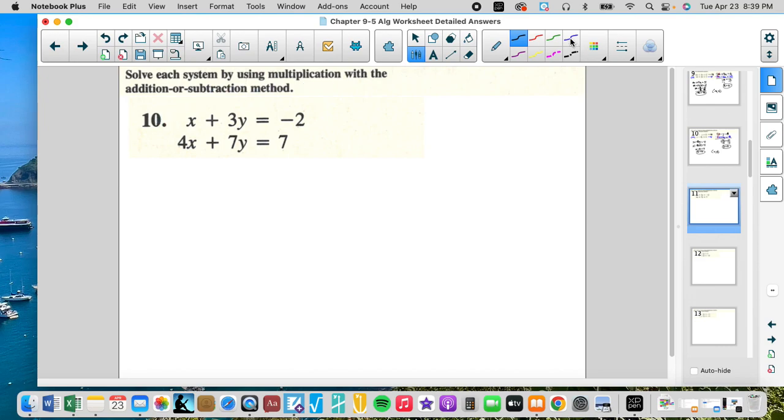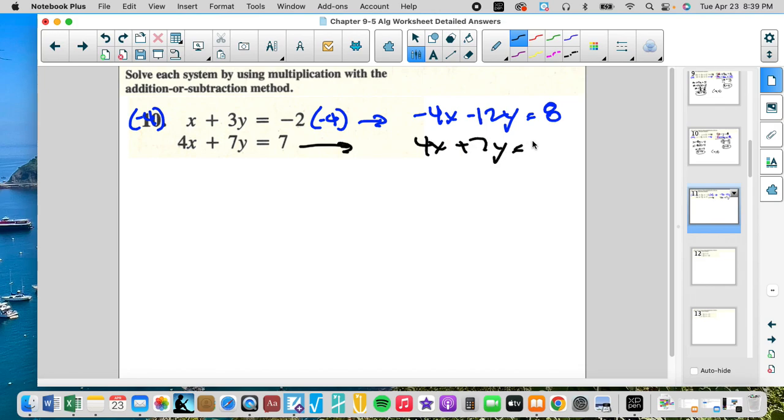I'm going to multiply the top by -4. By -4, I should probably put it in both places because of that silly number. This becomes -4x minus 12y equals +8. 4x plus 7y equals 7. The x's cancel, excuse me. That gives me -5y equals 15. Divide by -5. y equals -3.